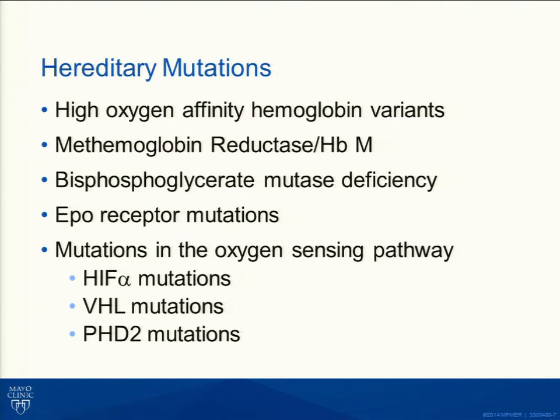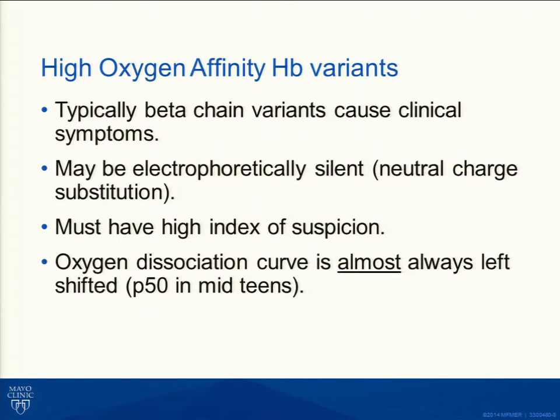Here's the hereditary mutations that cause erythrocytosis as we know them today. And I will be going through each one of these categories briefly. I'll start with high oxygen affinity hemoglobin variants. This is probably the first one that was known to cause hereditary erythrocytosis, and it's one that my laboratory has a lot of experience with.